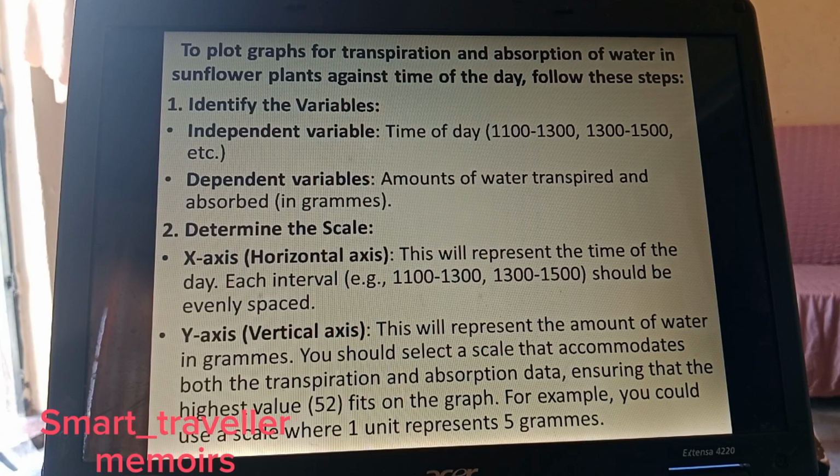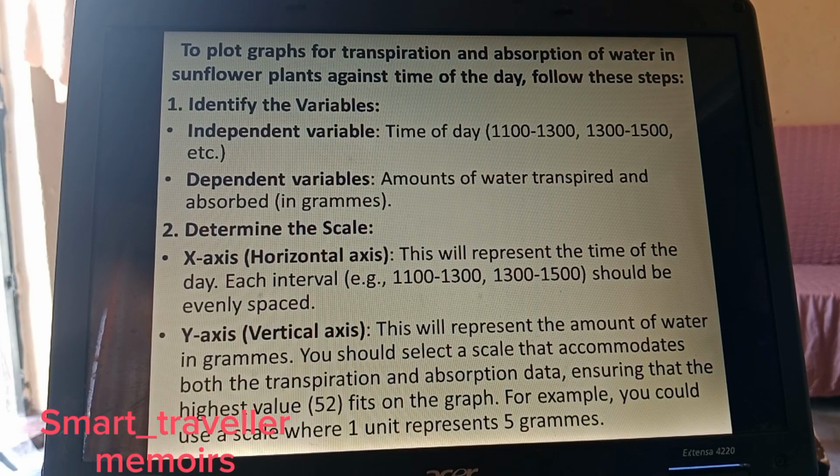To plot graphs for transpiration and absorption of water in sunflower plants against time of the day, follow these steps. Identify the variables. The independent variable, in this case, is time of the day. The dependent variables, in this case, are the amount of water transpired and absorbed in grams. Number 2, determine the scale. The x-axis, which is the horizontal axis, will represent the time of the day.